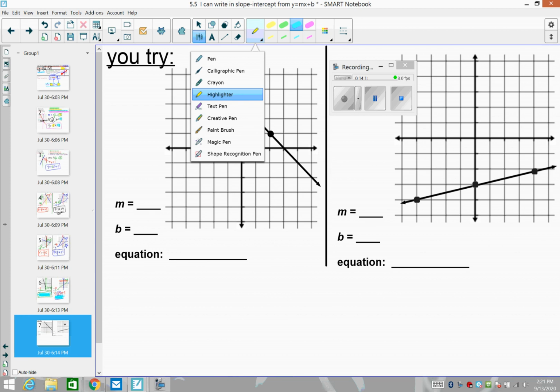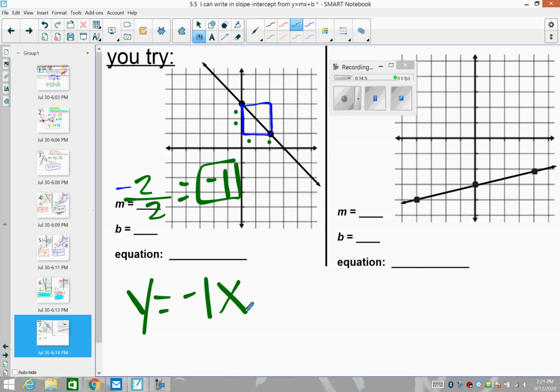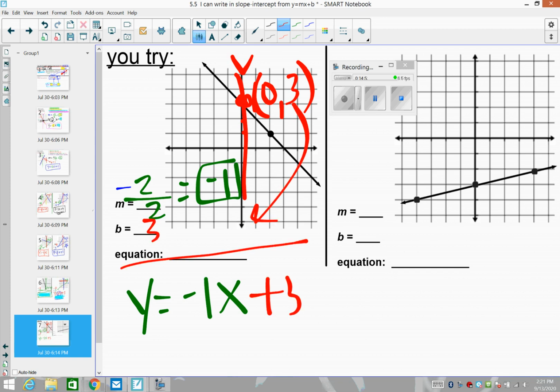The first one, we are going to find the slope. We have a 2 over 2, which is a negative 1 slope. So far I get y equals negative 1x. Then I go to get my y-intercept. It's the place where the graph crosses the y-axis, and that's happening at 1, 2, 3, at (0, 3). Right there is the y-intercept. So that b value is 3. My equation then would be y equals negative 1x plus 3.